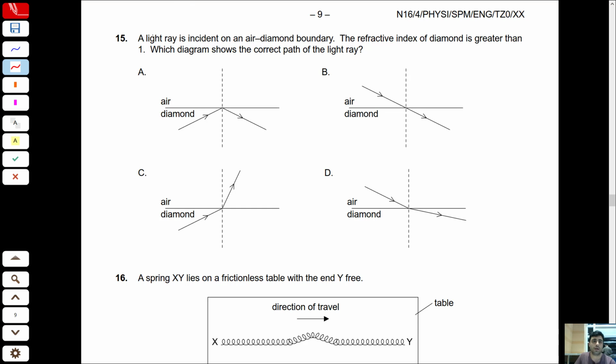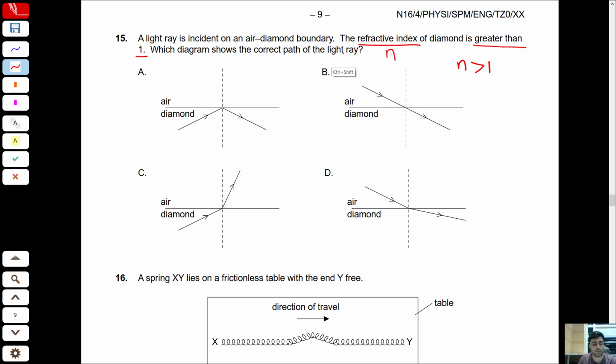Question number 15. A light ray is incident on an air-diamond boundary. The refractive index, normally given by the symbol N, of a diamond is greater than 1. Okay, so the refractive index is bigger than 1. Which diagram shows the correct path of the light ray?